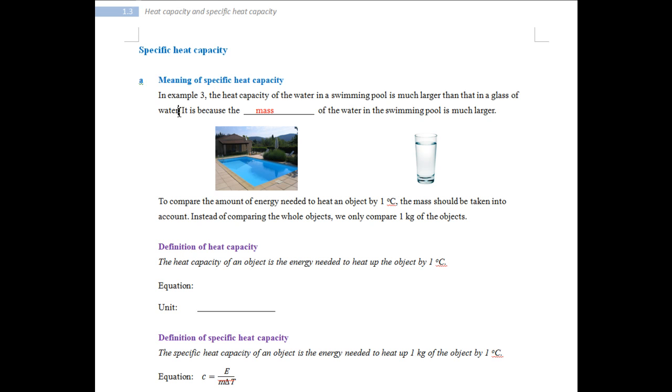Now, let's have a quick review of the definition of heat capacity. The heat capacity of an object is the energy needed to heat up the object by 1 degree Celsius. Do you remember the equation and the unit for the heat capacity?